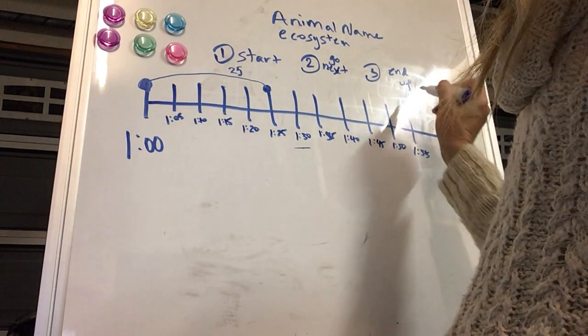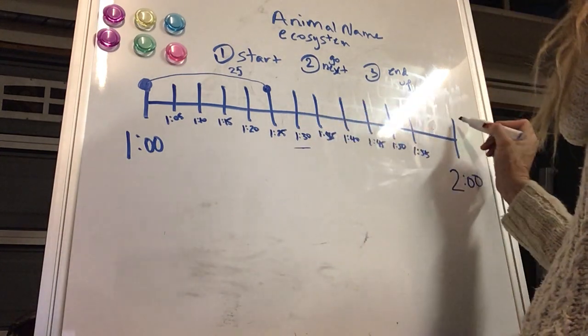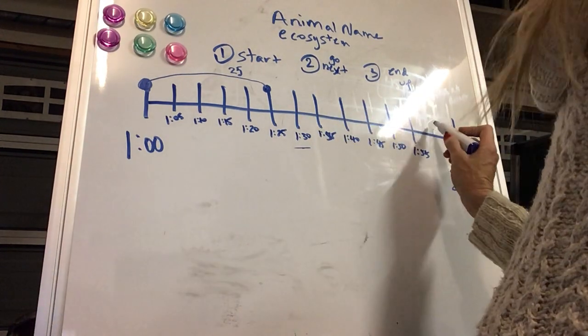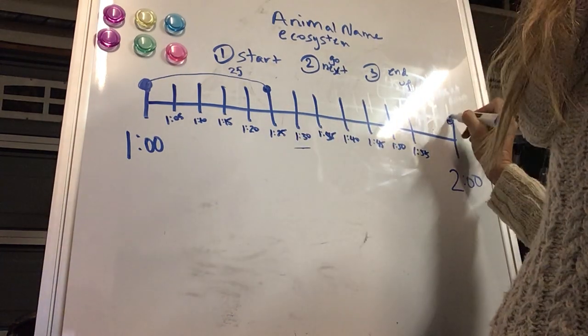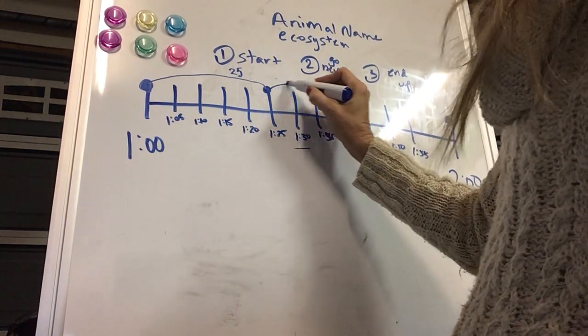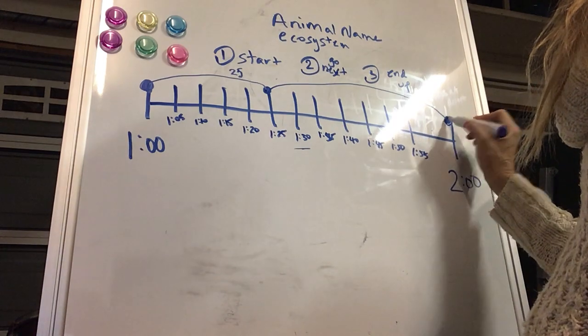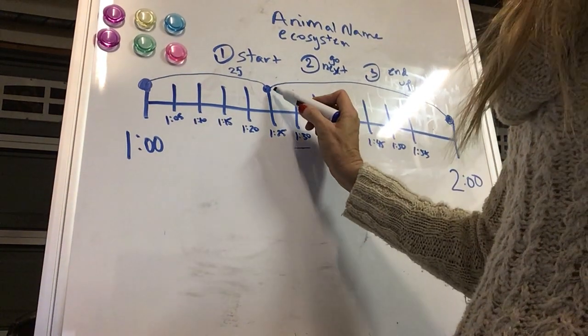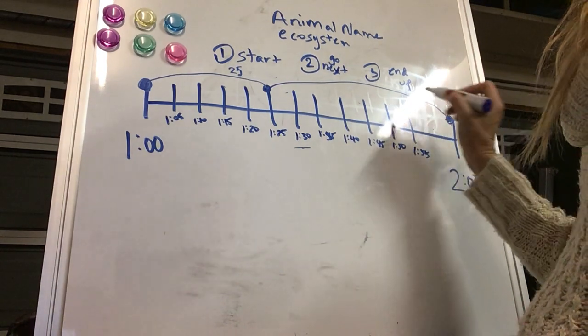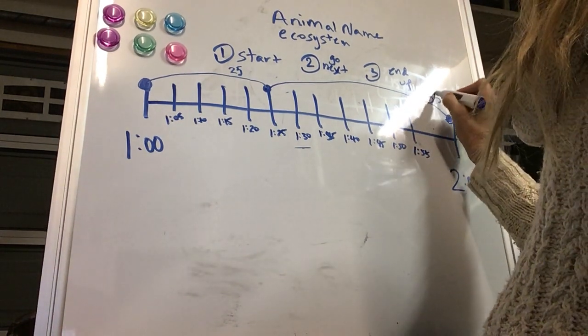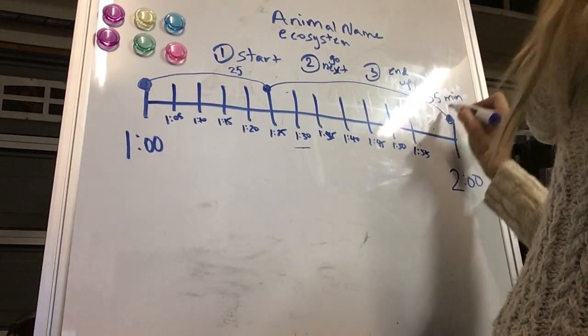Then where do they end up? Now they could end up all the way at ending at 2 o'clock, or they could end up sooner. You get to decide where they go. If I went all the way to 2 o'clock and I thought that, then I have to draw a line from this go next all the way to end up. And I have to count my time intervals, 5, 10, 15, 20, 25, 30, 35. So I know it took 35 minutes for them to go end up to where they're supposed to be.